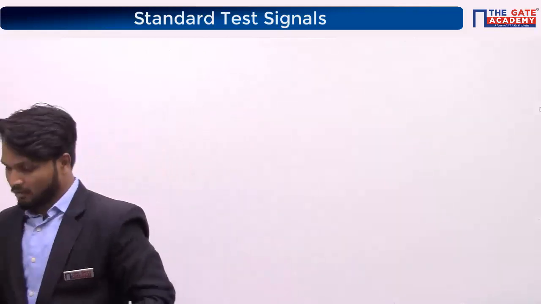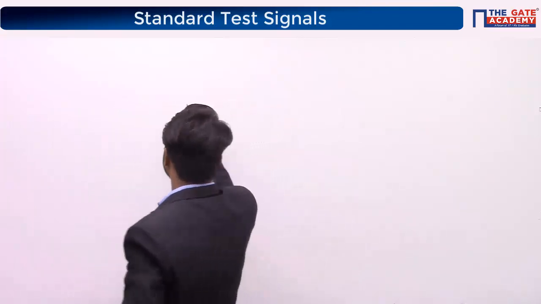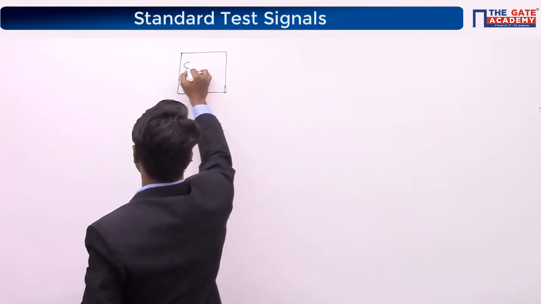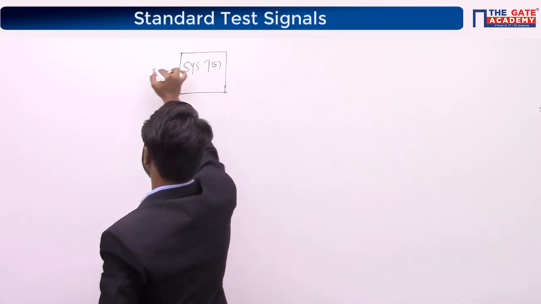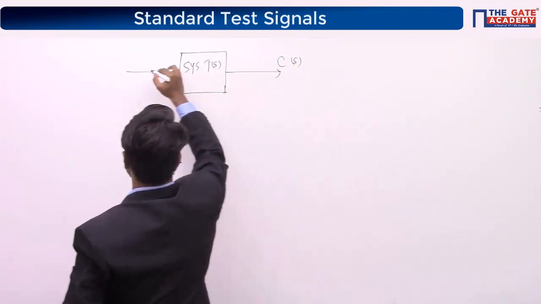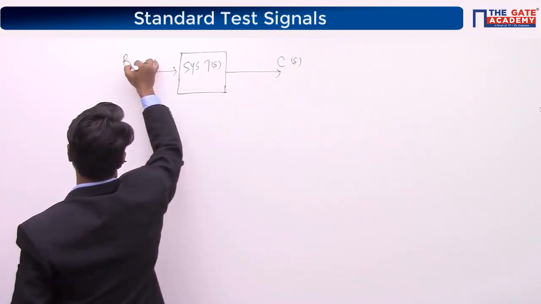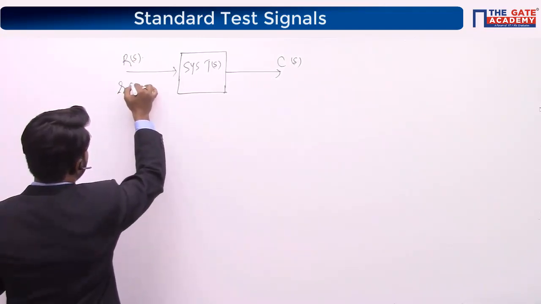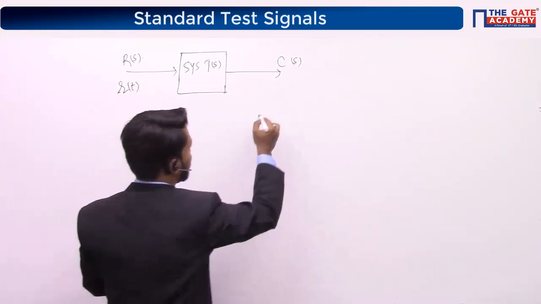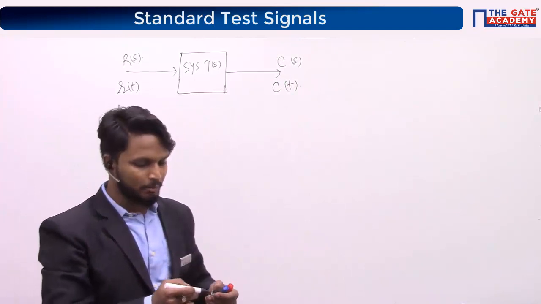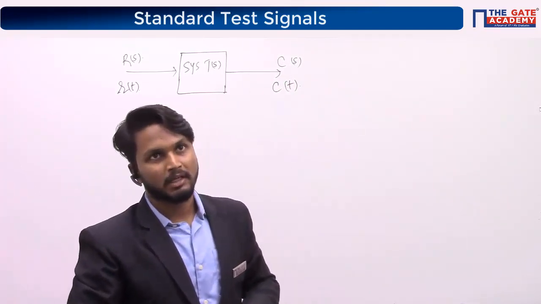So let us say you are giving some input to your system. This is your system, right? Your system has some transfer function T of S. So you are feeding R of S as input and you are getting some output C of S. So what about the time domain? In time domain, the input is R of T and the output is C of T, right?